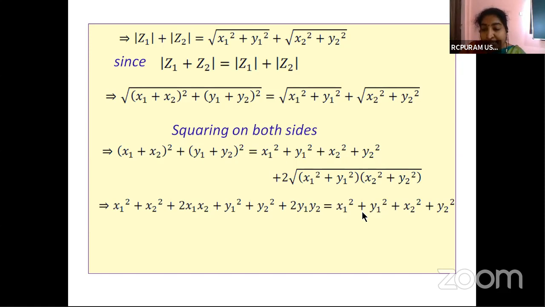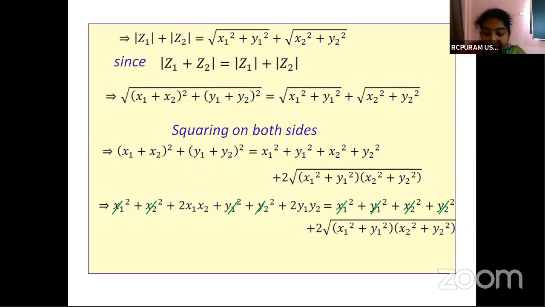x1 square plus y1 square plus x2 square plus y2 square plus 2 into root of (x1 square plus y1 square) into (x2 square plus y2 square). Now, if you observe carefully, some terms on your left and right hand sides get cancelled. x1 square on both sides get cancelled. x2 square on both sides get cancelled. y1 square gets cancelled. And y2 square also gets cancelled on both sides.